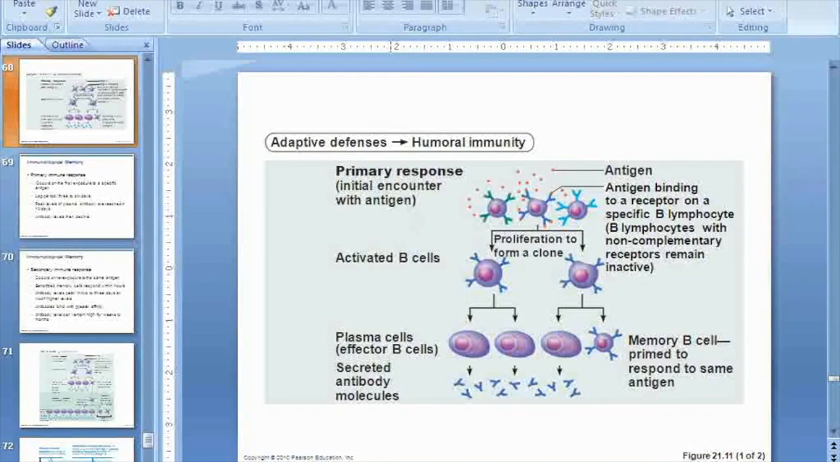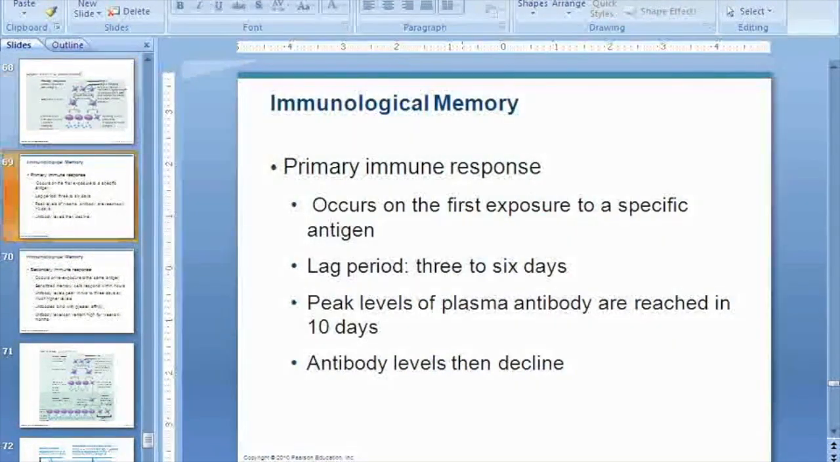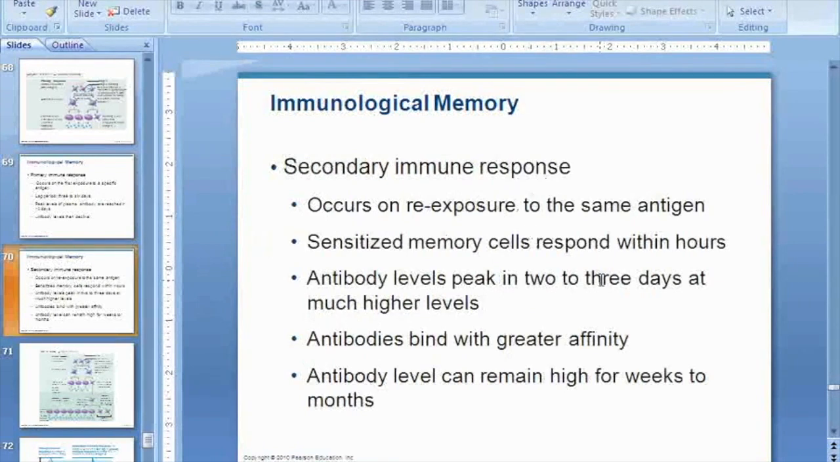So while you're thinking about that, look, here's a slide that shows it. Primary immune response. The first encounter with a new antigen. B cells get activated. They proliferate to form a clone. Some of those clones become plasma cells, and some of them become memory cells. Cool. Secreting some antibodies. Lag period. Peak levels over a week, about 10 days, then they decline. Secondary, faster. Peak levels a few days.